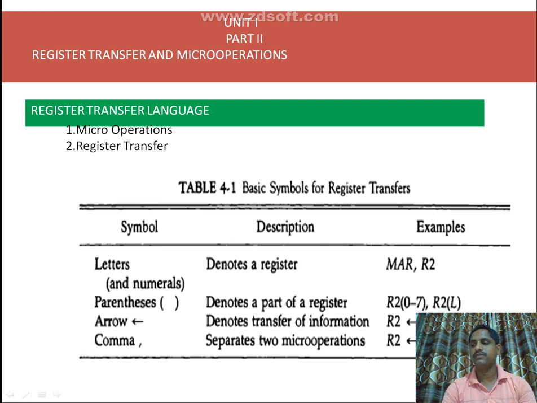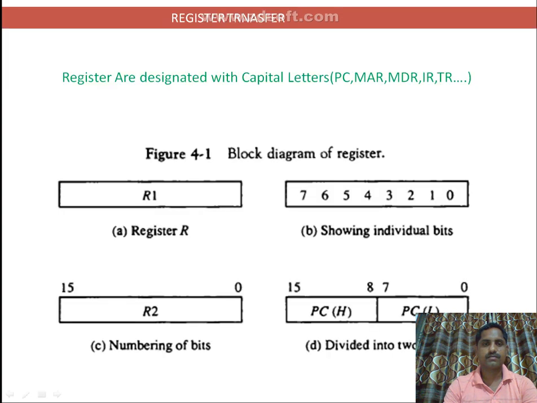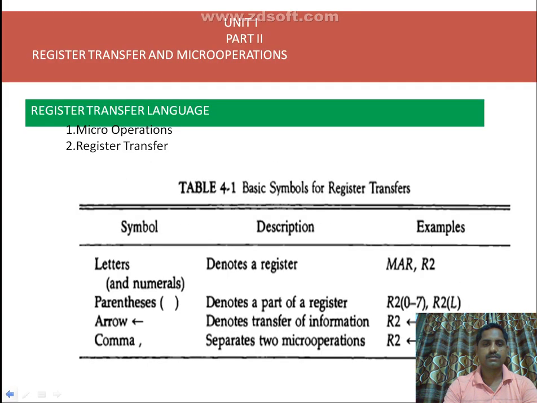The result of the operation may replace the binary information of a register or may be transferred to another register. Various micro operations are shift, count, clear, load and so on. And what is register transfer?